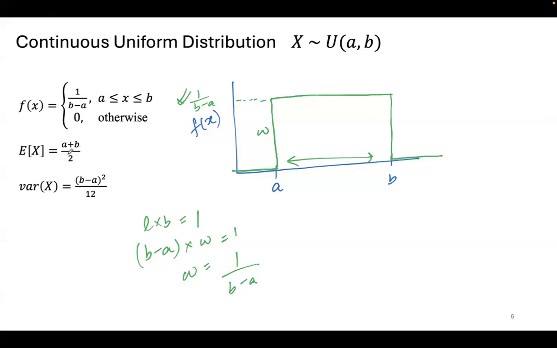Expectation, again, is very intuitive because it's a constant value. So obviously the average or the mean is going to lie in the center. That's going to be a plus b by 2, which is the center value. Variance is b minus a whole square by 12.